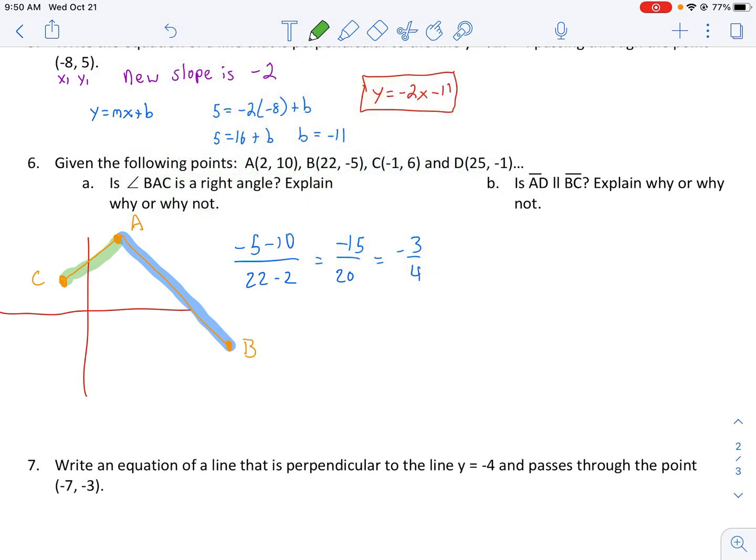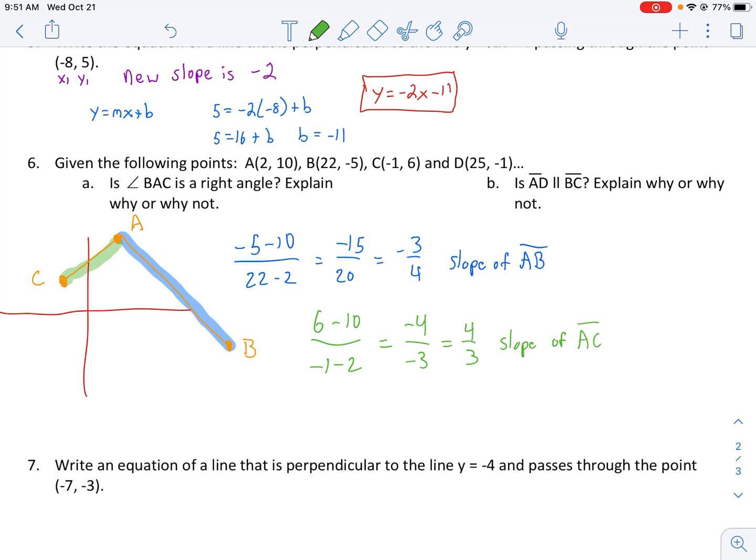And now the green one. Let me label this: this is the slope of AB. Now the slope of AC, sorry, finding the slope of this line, AC, is 6 minus 10 over -1 minus 2, using these points right here. That gives us -4 over -3, which is 4/3. And this is the slope of AC.